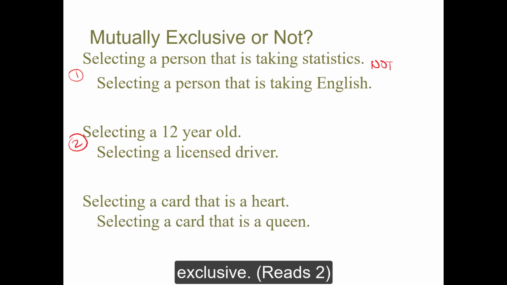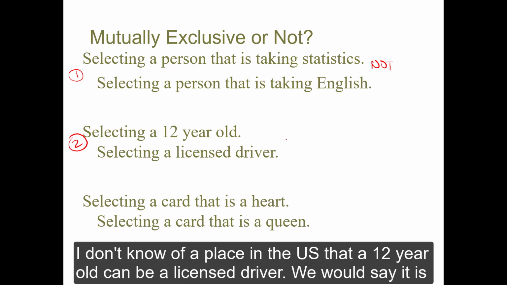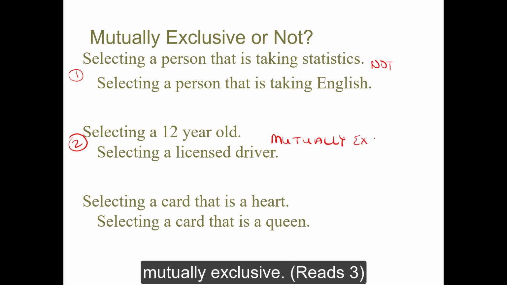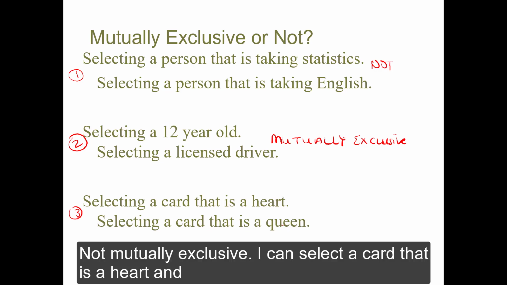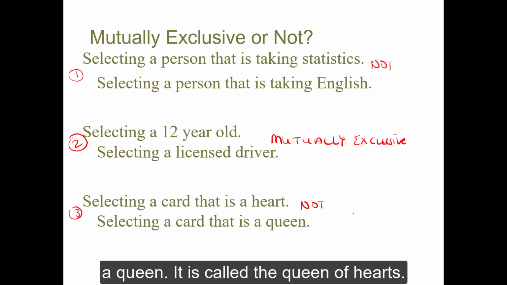Selecting a 12-year-old, selecting a licensed driver. I don't know of a place in the United States where a 12-year-old can be a licensed driver. So we would say that is mutually exclusive. And selecting a card that is a heart, selecting a card that's a queen. Well, this is not mutually exclusive. I can select a card that is a heart and a queen. It's called the Queen of Hearts.